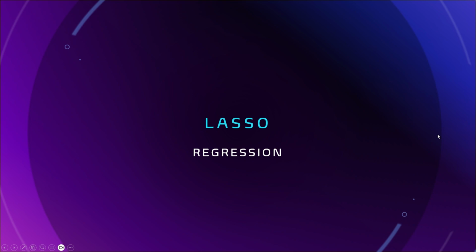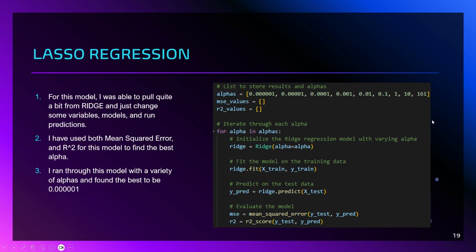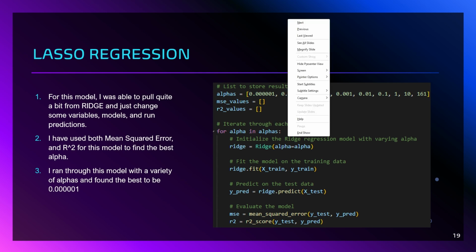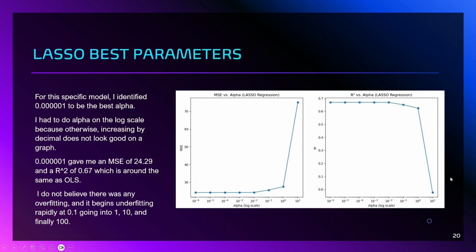Next we have lasso. For this model, I was able to pull quite a bit from ridge. Again, just change some variables and models, and run predictions as they both use alpha. For this one though, I did find the best to be 0.0000001 instead of 162, so it's actually on the other end of the alphas.